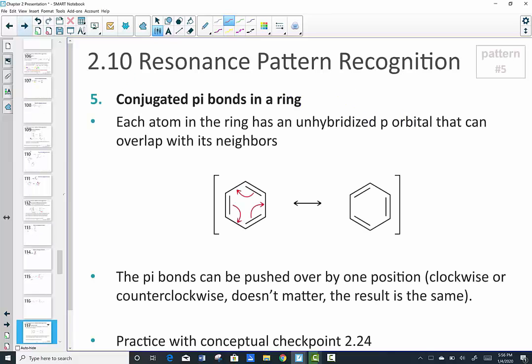And the fifth and final resonance pattern recognition is the conjugated pi bonds in a ring. And we happen to show benzene. Benzene is a 6-sided ring, 1, 2, 3, 4, 5, 6, alternating double, single, double, single, double, single. We call that conjugated. And really it's as easy as moving them. Right now they're between carbon 1 and 2, 3 and 4, 5 and 6. The double bonds are located between 1 and 2, 3 and 4, 5 and 6.